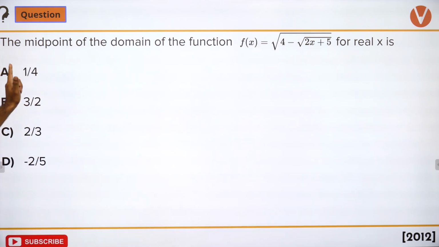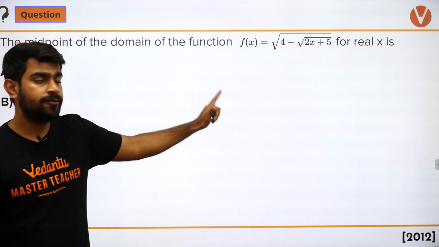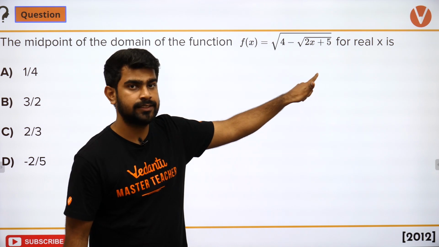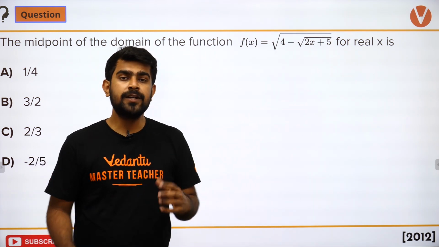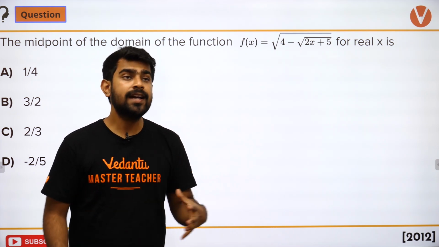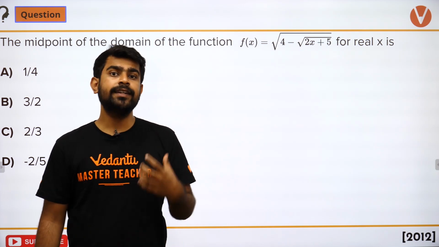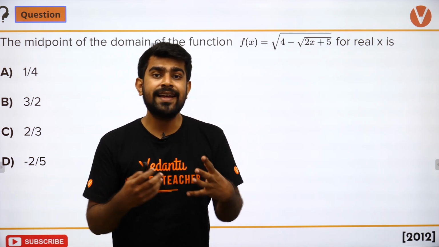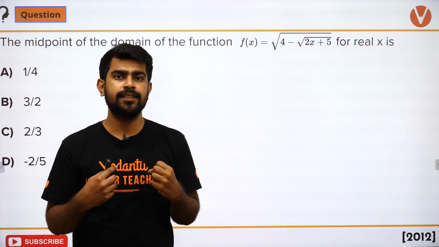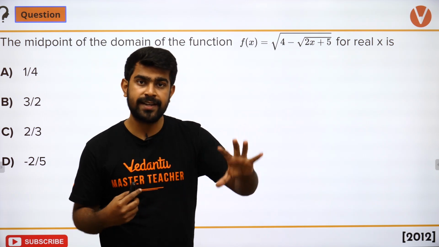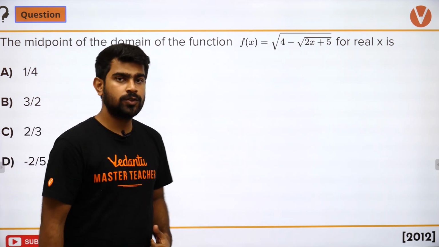So here they're asking what is the midpoint of the domain of the function f of x, which is given like this, and x belongs to real. First I need to find out where the function is defined. That is what my domain is all about. I need to figure out at what x value there is no problem for me. Those valid points of x put together will form my domain. As simple as that. So let us try to solve this question.